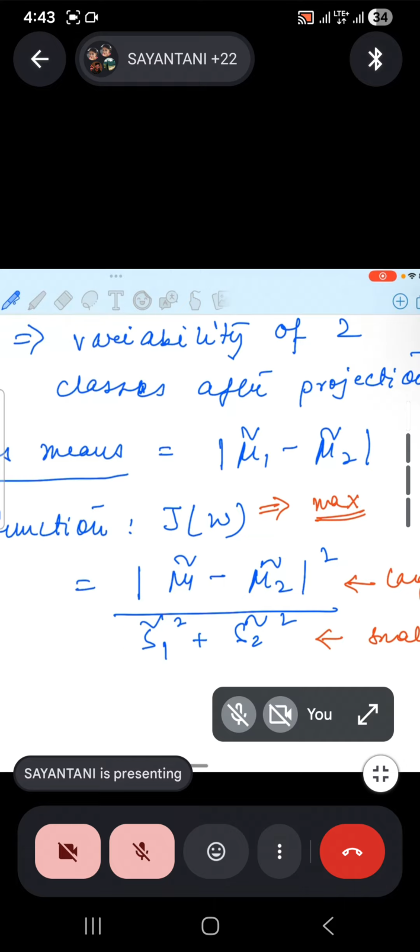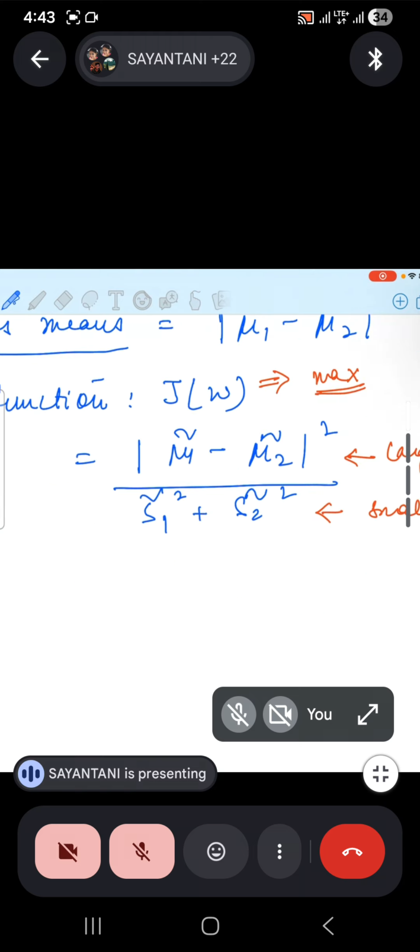But what value will I choose so that this function is maximized? Basically, we need to find the optimal or the best value of W. But in this equation, the function J of W, we do not have W on the right hand side. Actually, W is hidden in the mu and S values. So we have to derive that. This is not complete yet. Okay, so let's continue the process.